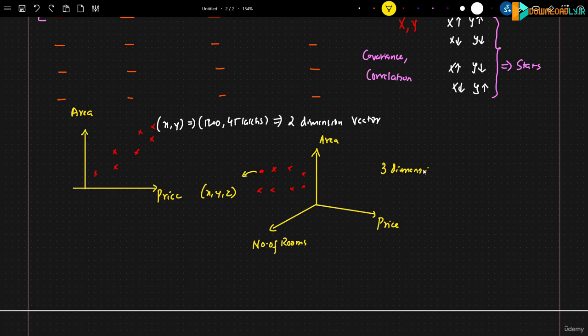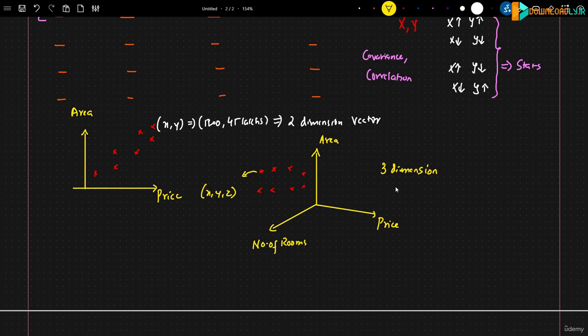Now you may be thinking, Krish, can we also draw 4-dimension? See guys, we are human beings, max to max, we can actually see 3-dimension. We cannot see 4 dimensions, right? If you can see 4 dimensions, that basically means you have a supernatural power. Okay. So max to max, we can only see 3 dimensions.